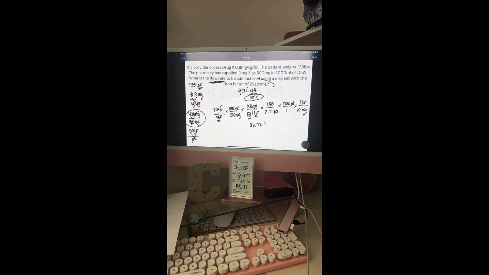Hey, love it. Look at y'all doing dosage calculations. Who said you could not do dosage calculations? Who said it? We didn't say it because we're up here doing puzzle pieces.